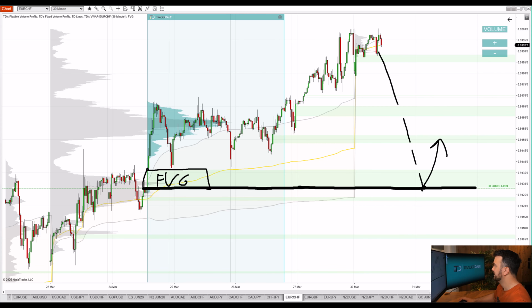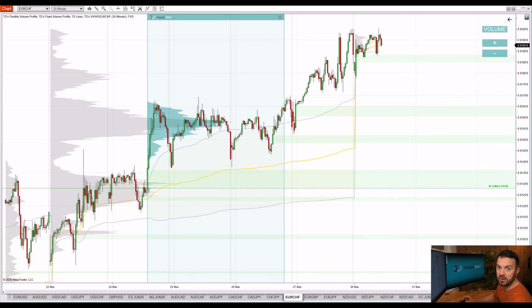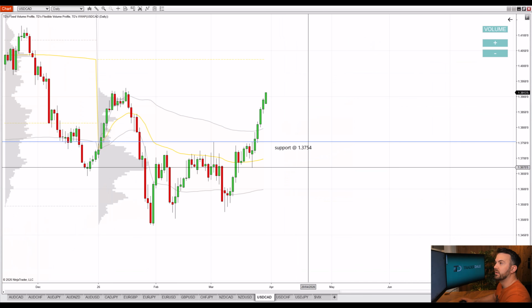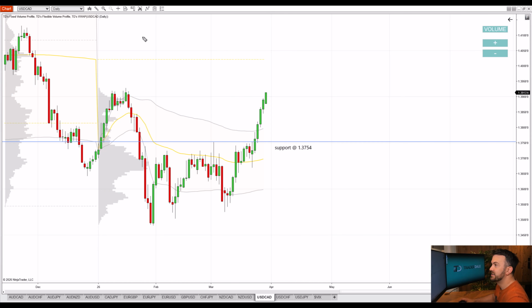Okay, so yeah, those are the two intraday levels that I wanted to show you. And now let me switch to my swing trading layout. So what you see here, this is a daily chart of the US dollar, Canadian dollar. It is the daily chart because when I'm trading my swings, I'm always looking at the daily chart. Okay, so this is the big picture.